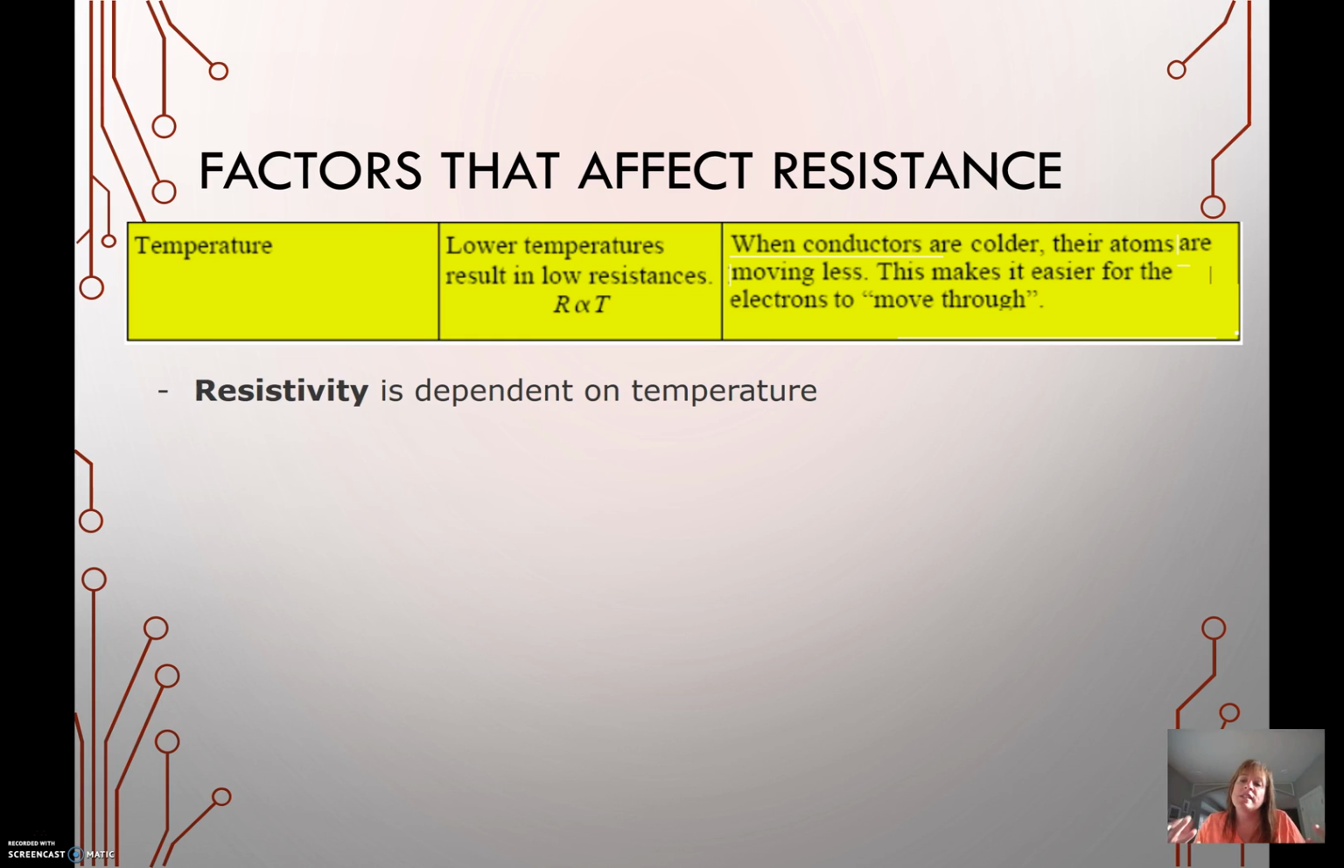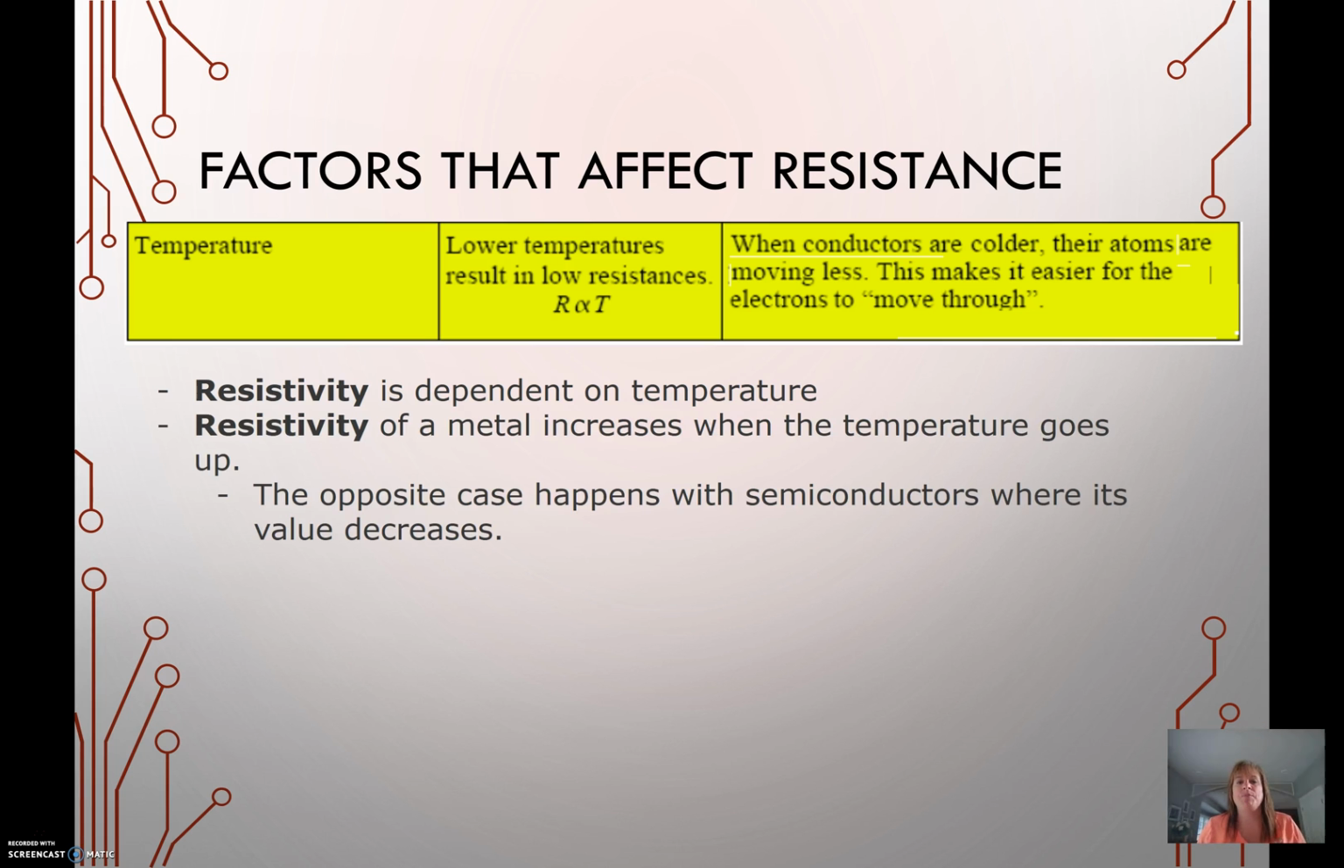And that's because resistivity, this resistivity value we just talked about, is dependent on temperature. In fact, the resistivity of a metal, that value that we looked at, is set for a temperature, and it goes up when the temperature goes up, except in semiconductors. In semiconductors, the value actually decreases, but that's a special circumstance. Normally, if temperature goes up, then the resistance goes up.